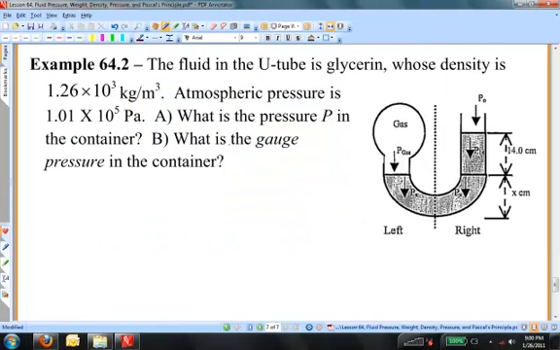This example makes use of a tube that's called a manometer. The fluid in the U-tube is glycerin, whose density is 1.26 times 10 to the third kilograms per cubic meter. Atmospheric pressure is 1.01 times 10 to the 5 Pascal. A. What is the pressure P in the container? And B. What is the gauge pressure in the container?